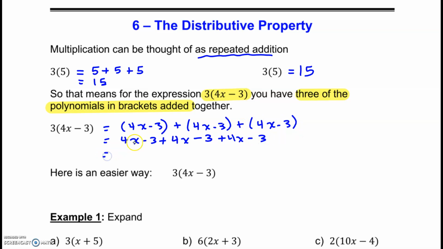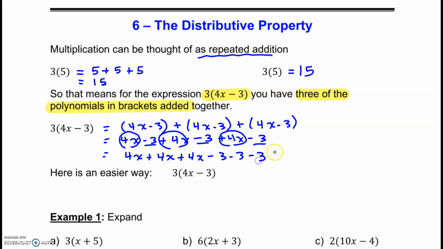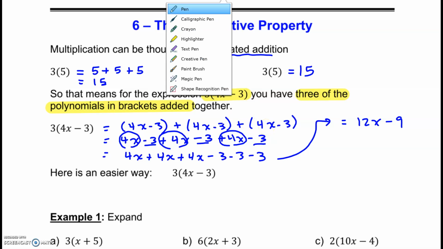And then we organize, so we have 4x and 4x and 4x, so we'll write those next to each other. And then we have our constants, negative 3, negative 3, negative 3, or subtract 3, subtract 3, subtract 3. Then we'll finish this off. 4x plus 4x plus 4x is 12x, and negative 3 minus 3 minus 3 would be a negative 9. Now that seems like a lot of work. There's got to be an easier way.